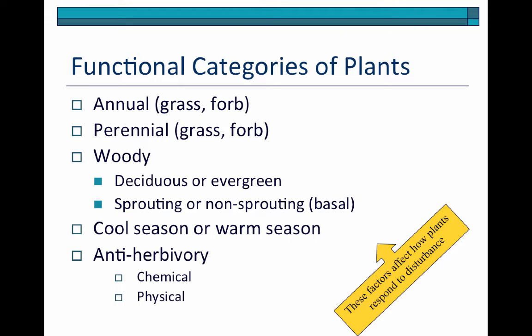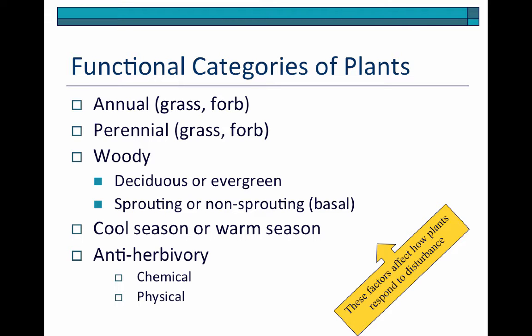So we have annuals and perennials, as well as our woody shrub species. And then there's also the dynamic of whether those plants come on in the cool season or warm season. And then if you guys remember back to the plant section, we were also talking about plants developing or evolving with certain characteristics that will allow them to either be grazed or not grazed, or have some sort of tolerance to heavy grazing. So those can either be chemical or physical.